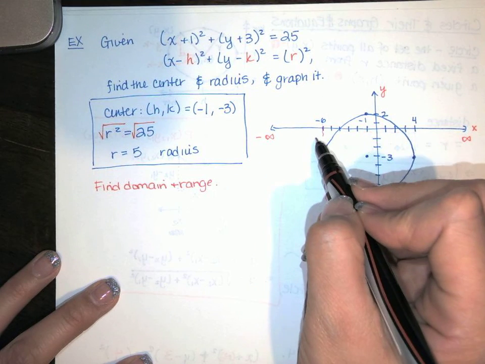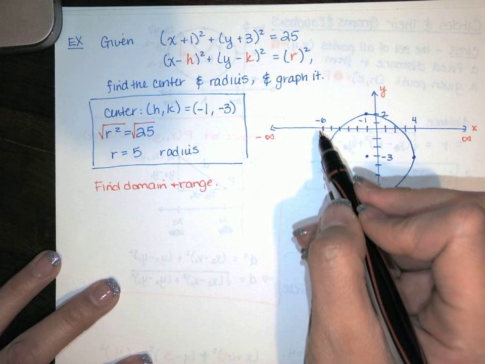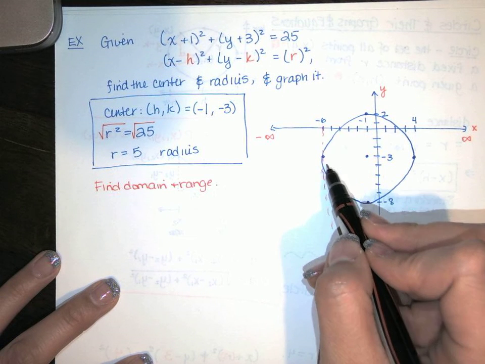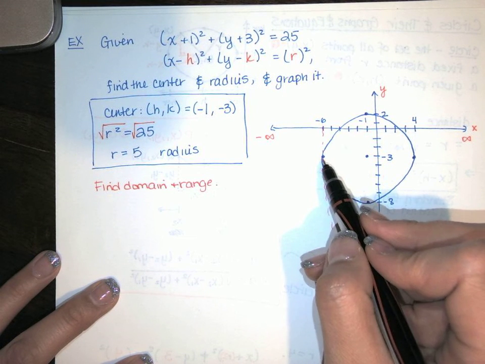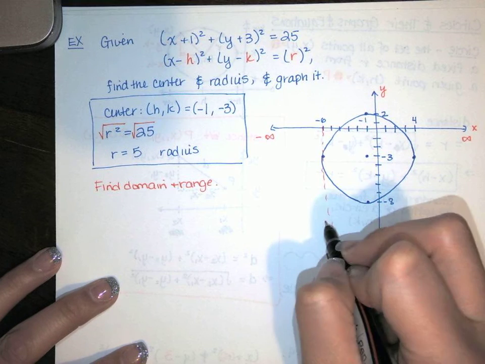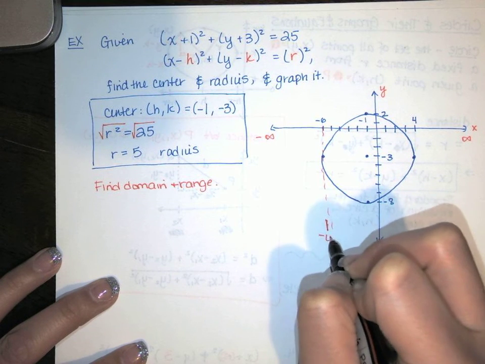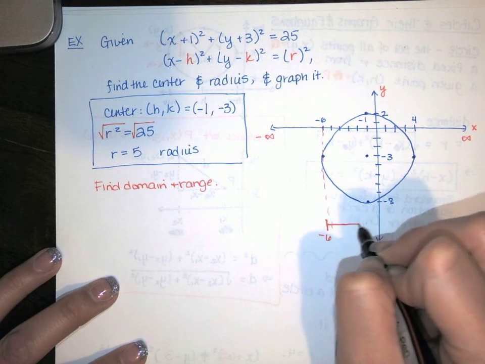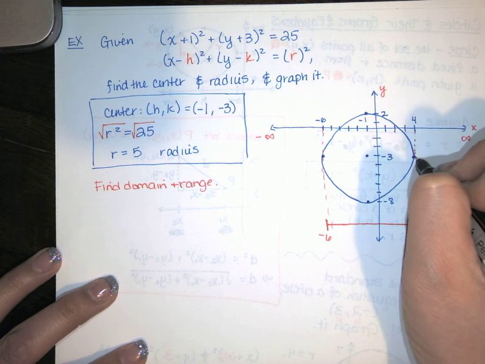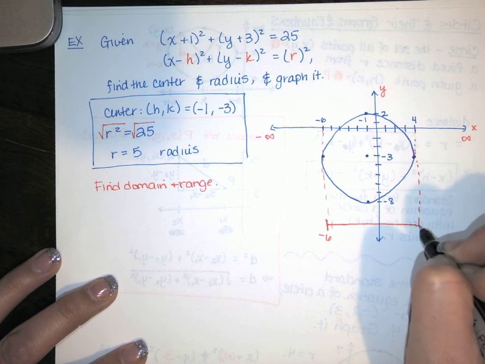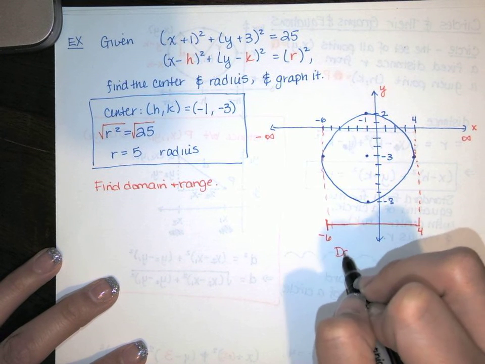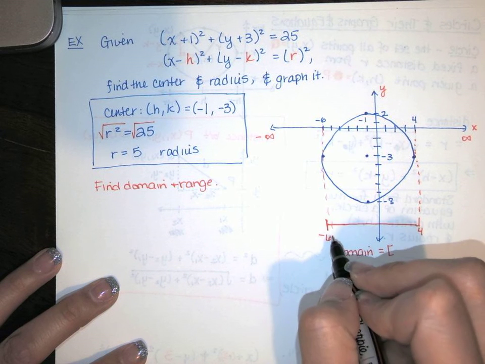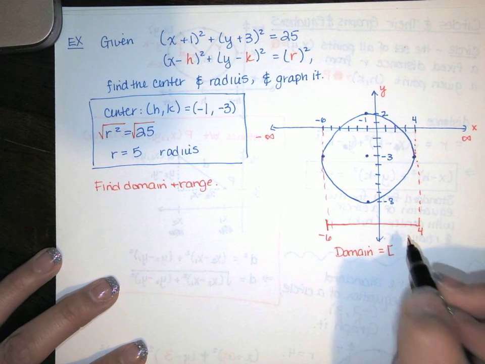At x equals -7, there's no y value. -6.5, no y value. -6.1, there's nothing. But at -6, bam, there's a y value. So that's in our domain. We start here at -6, and we keep going. We've got a graph, we've got a graph, we've got a graph until we get to 4, and then it stops. So the domain of this is the interval including the endpoints starting at -6 and ending at 4.